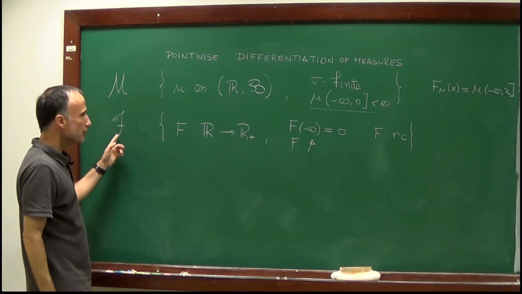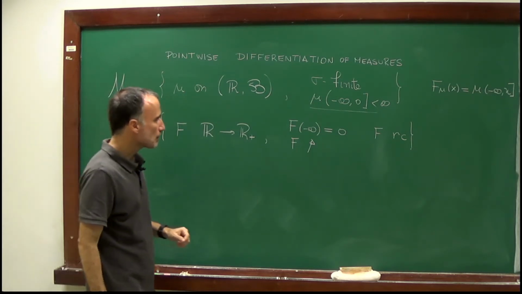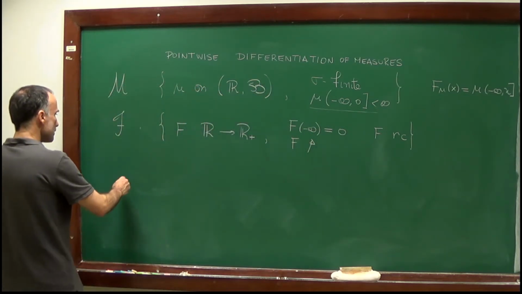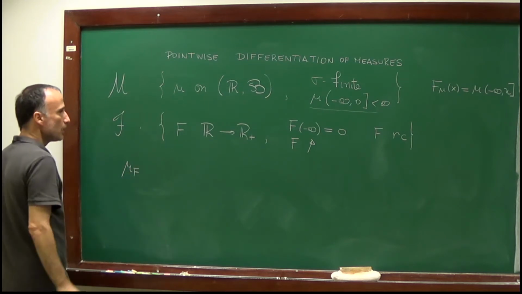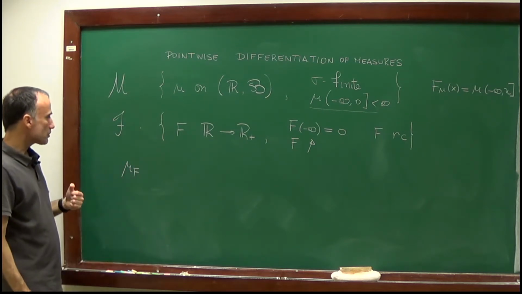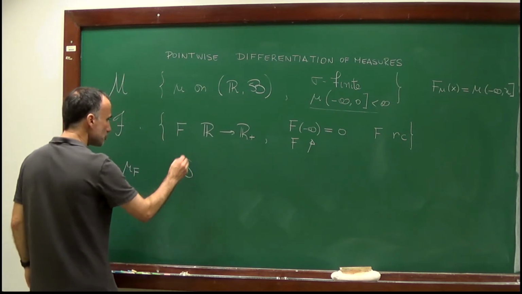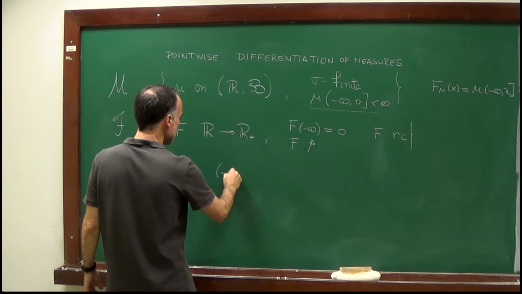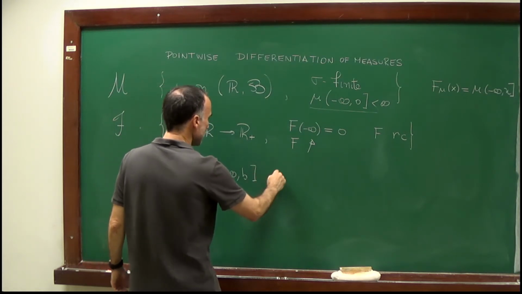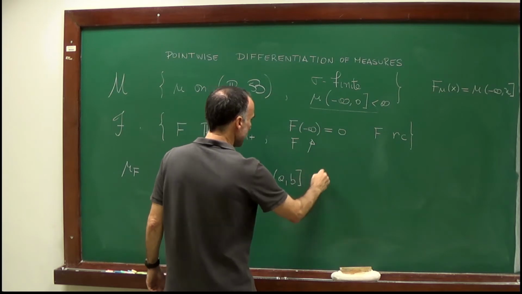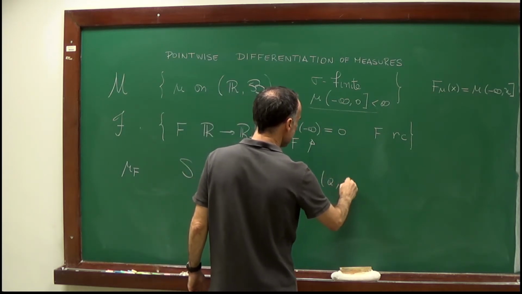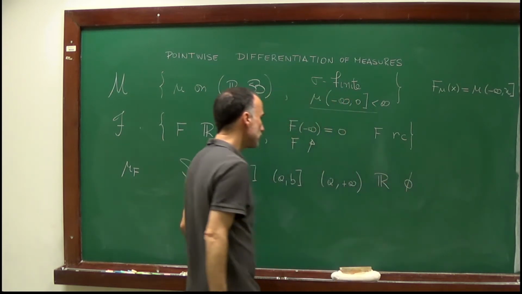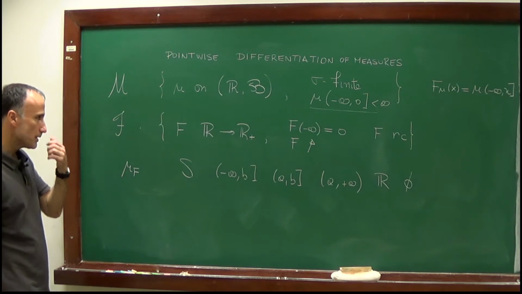Now I claim that we can go the other way around. If we take a function f in this family F, then we can define a measure, and I will represent this measure by mu f. Let me define this measure. So remember that we have a semi-algebra, and the semi-algebra is composed of the following sets: (minus infinity, b], (a, b], (a, plus infinity), R, and the empty set. So this forms a semi-algebra.